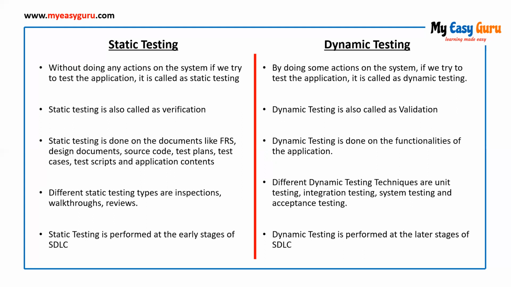So static testing is basically started along with the SDLC process. That means static testing will be done in the early stages of your SDLC, the application development process, whereas dynamic testing will start in the later stages. Once we start the development or once we start the testing part, we will actually use dynamic testing on the application, right? So these are some of the differences between static and dynamic testings.